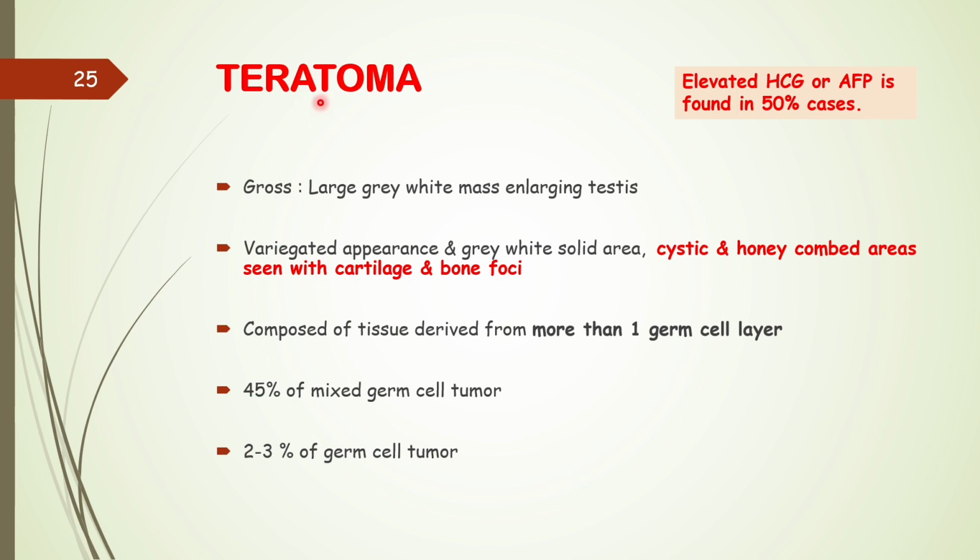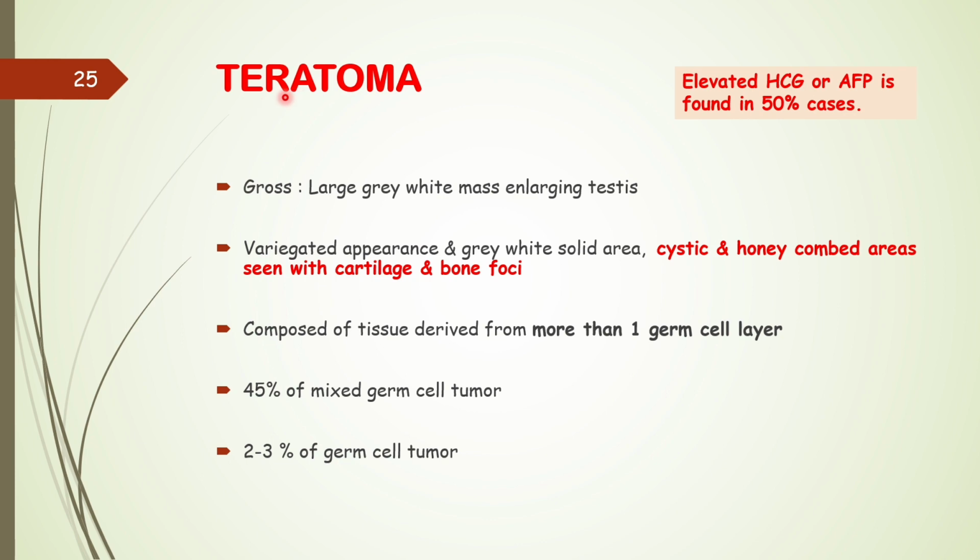Alright. Fourth category of testicular tumor. Fourth one is teratoma. So grossly, it's a large gray-white mass with enlarging testes, and microscopically a variegated appearance could be seen. Honeycomb areas could be seen with foci of cartilage and bone. Now this is very important. Cartilage and bone can be seen.